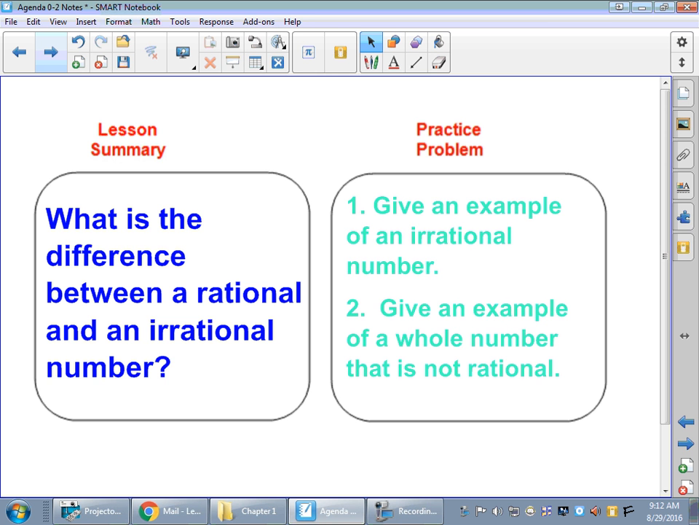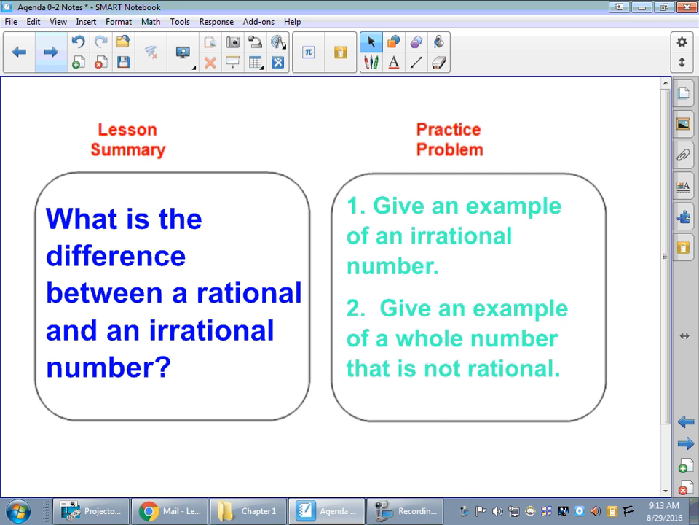And 2 practice problems. They're not that difficult. The first one, give me an example of an irrational number. Ooh, we should have done a certain example. Oh, I can't even find it. There's one in there. See what you can come up with. I know that you've heard of this before. Give an example of a whole number that is not rational.